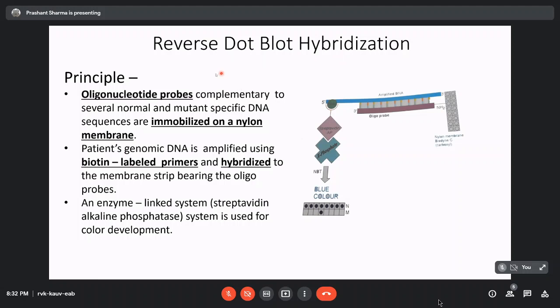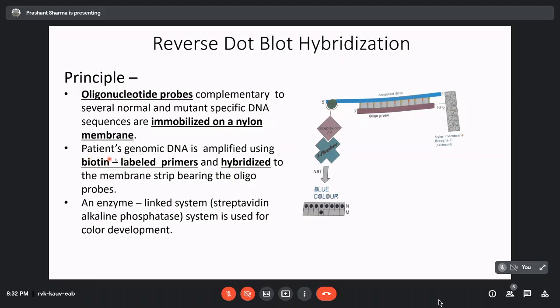So looking first quickly at reverse dot blot hybridization, this is done by many centers, though not PGI because of some robustness issues. But the principle here is that we design a nylon membrane onto which probes for different mutations, DNA oligonucleotide probes, are immobilized. You can make these membranes in bulk and keep them.